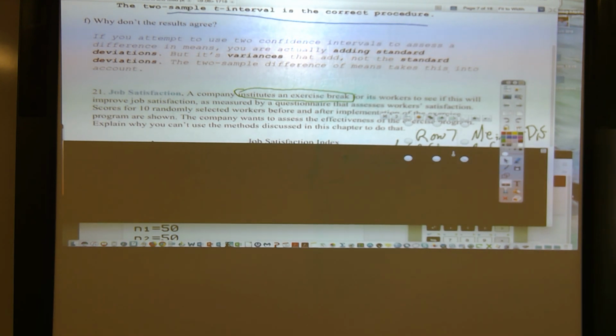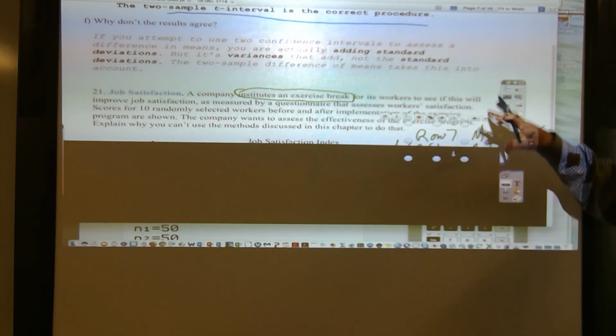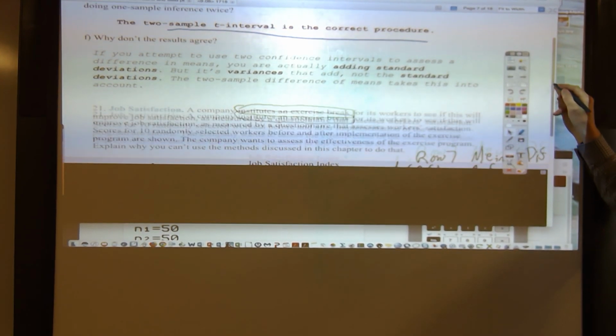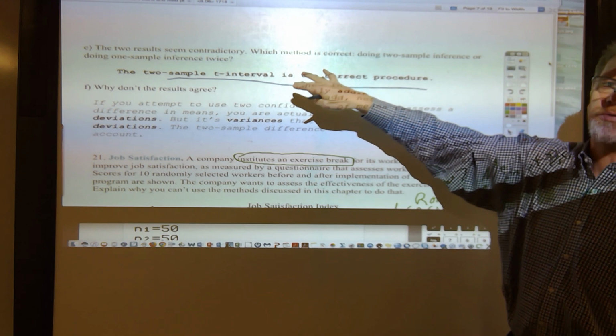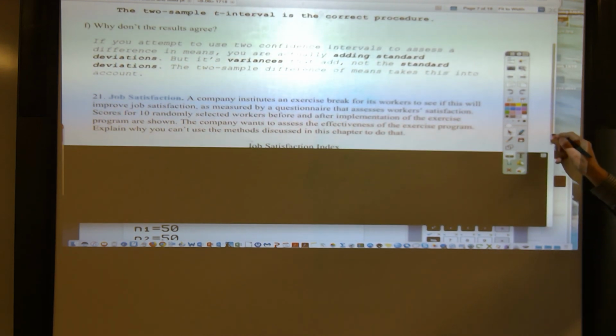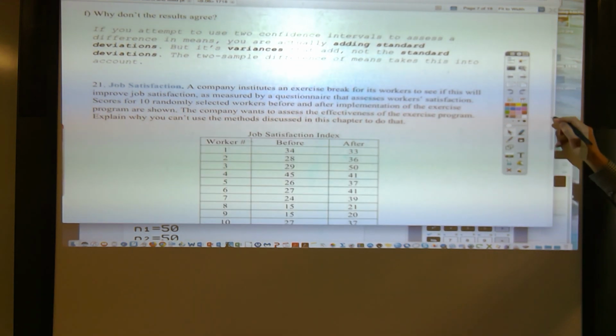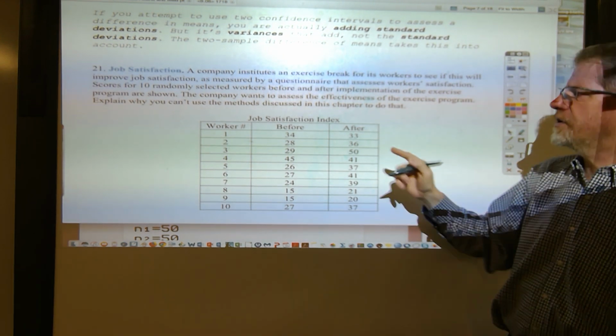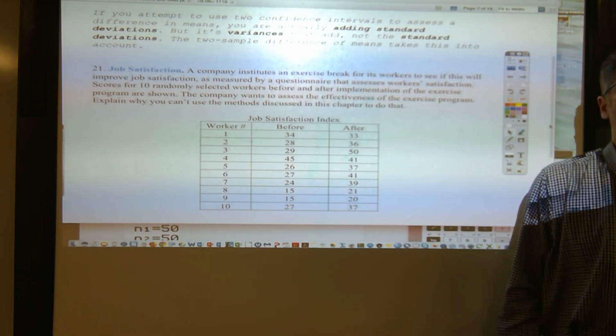So tell you what, that's just a theoretical issue, and as long as you understand that the two-sample approach is correct, the problem that we're about to look at, I just want you to view it because it's basically a, why are we not allowed to attempt this problem? So it's not on your handout, but let's look at the job satisfaction problem.